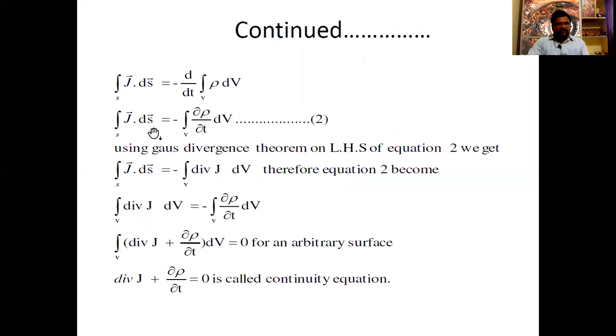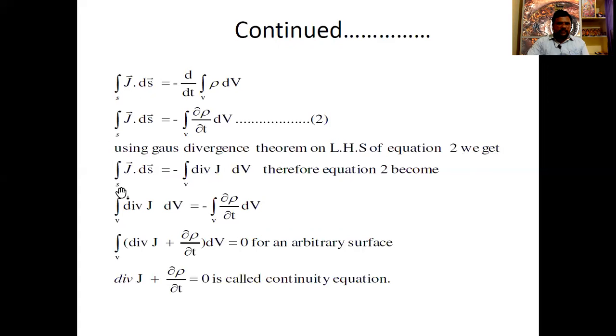So the surface integral of j bar dot ds bar is equal to... just what we are doing here, we are bringing this d by dt to this side. We can write this one. So by using Gauss theorem on equation 2, this is equation 2. By using Gauss divergence theorem, which we have already discussed in this topic, we can write it like this.